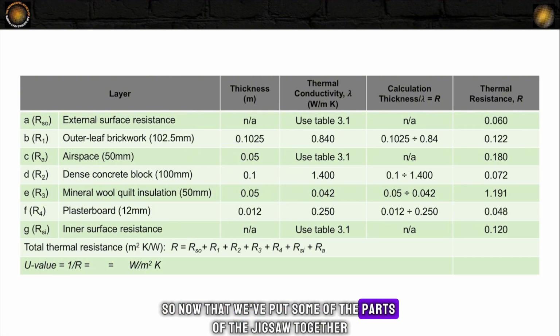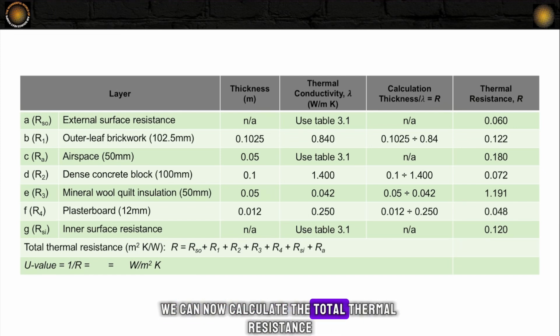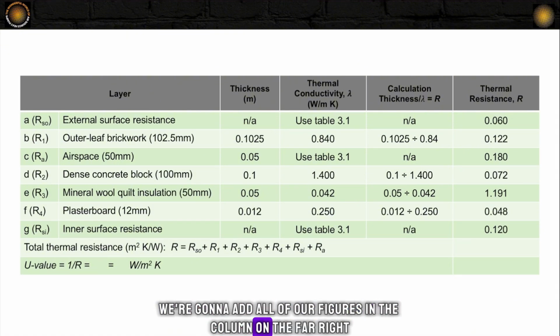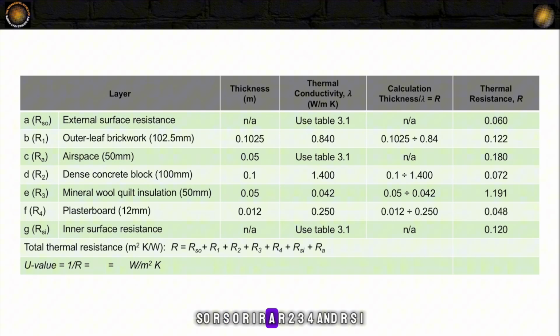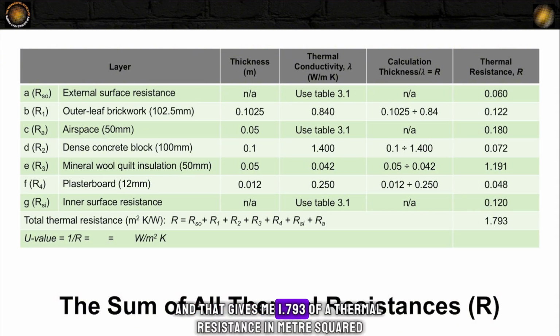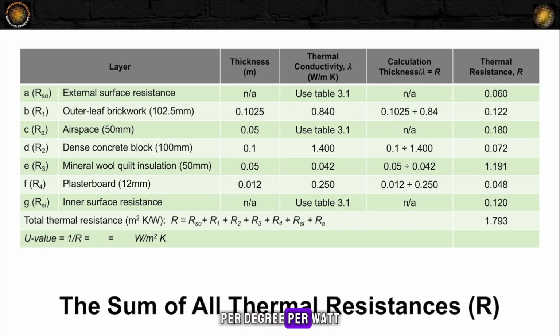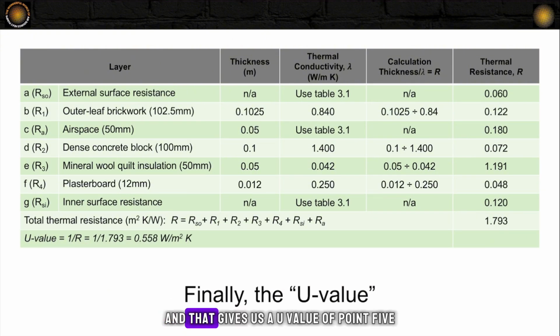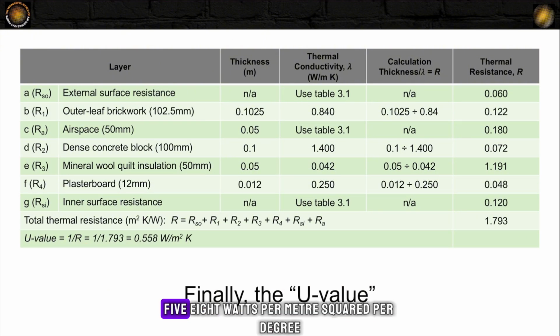So now that we've put some of the parts of the jigsaw together, we can now calculate the total thermal resistance. And to do that, we're going to add all of our figures in the column on the far right. So RSO, R1, RA, R2, 3, 4, and RSI. And that gives me 1.793 of a thermal resistance in meters squared per degree per watt. But to actually calculate the U value, as you can see just here, we take the number 1 and divide it by that total thermal resistance. And that gives us a U value of 0.558 watts per meter squared per degree.